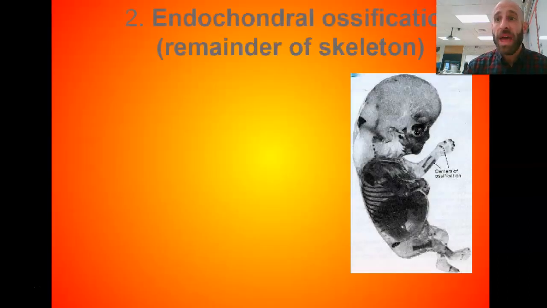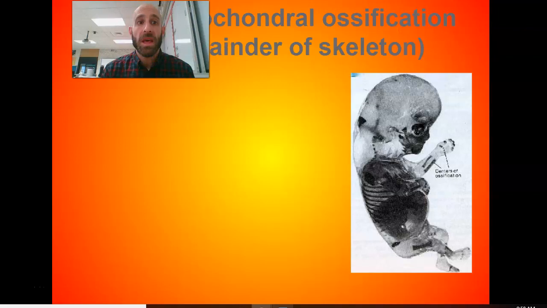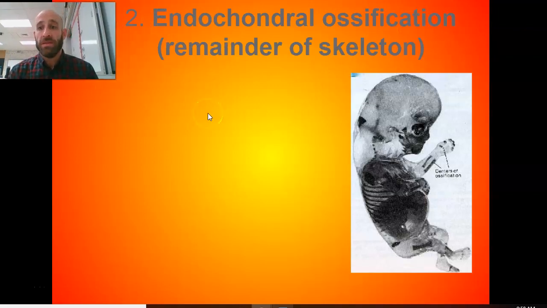The second type is a little more involved, and the second type is called endochondral ossification. And endochondral is how the rest of the skeleton forms. And this image shows you a developing fetus. This is actually an x-ray of a developing fetus, and you can see these little bones here. Those are eventually going to become bones. Now, endochondral is a lot more involved. This is how our long bones form, our short bones, our irregular bones. So I'm going to go through this, and then we'll see how we're doing.